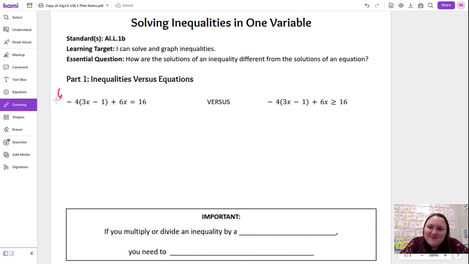This first problem here is review from your past lessons on solving equations. So pause the video, try to solve this equation, and then come back to see how you did.